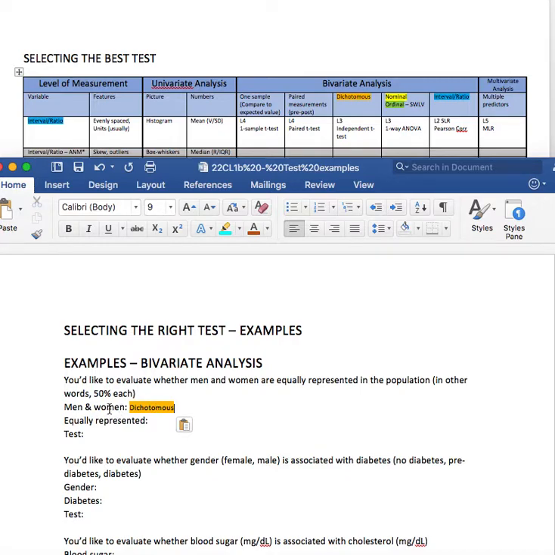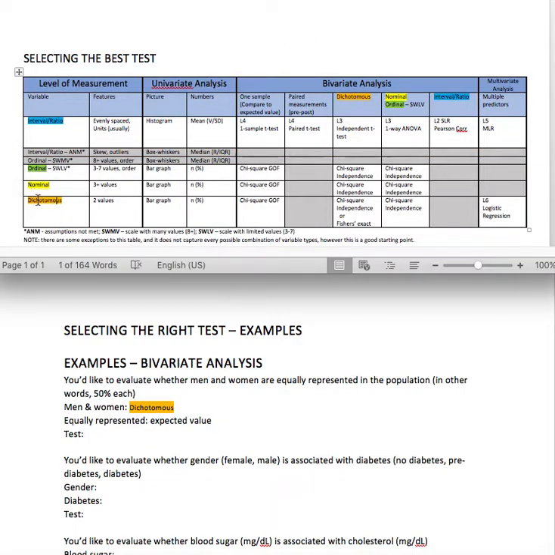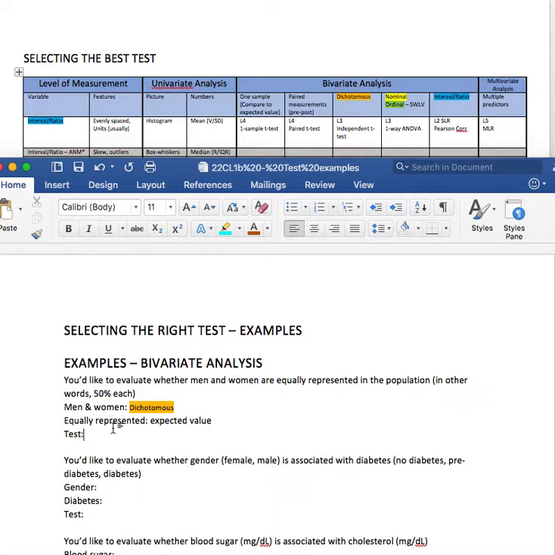Okay, so here we have our dichotomous variable, and when I say equally represented, it could be that we chose something else, not 50% each, but it could be 40-60 or 20-80. We know that in some populations like the VA, it's not necessarily 50%, but this just says equally represented. This is some kind of expected value. So here I have a dichotomous variable and some kind of expected value, and I would go to my table here and I would say, okay, here I have dichotomous and an expected value, and that means I'm going to do a chi-square goodness of fit test. So that's as easy as that.